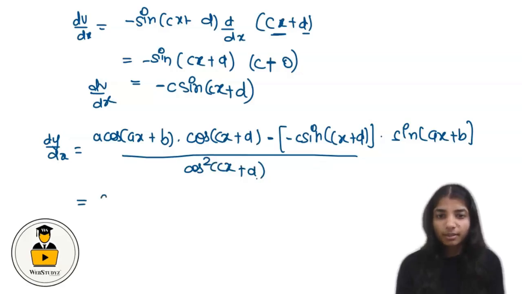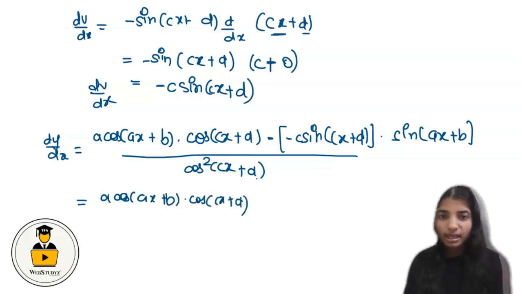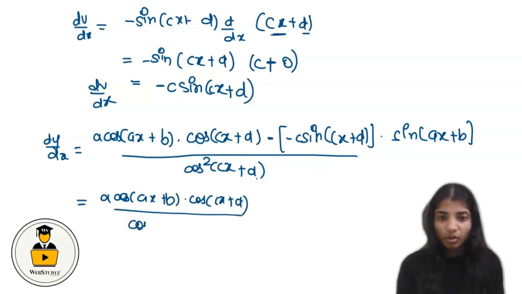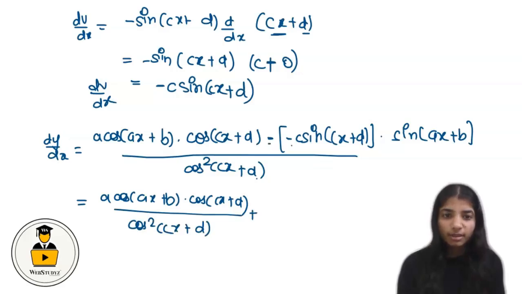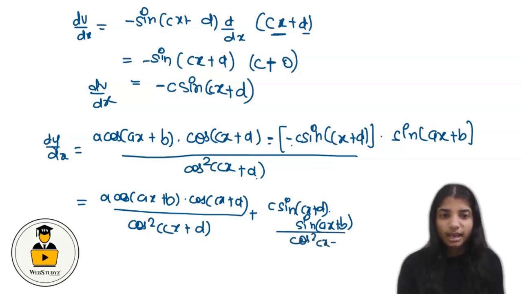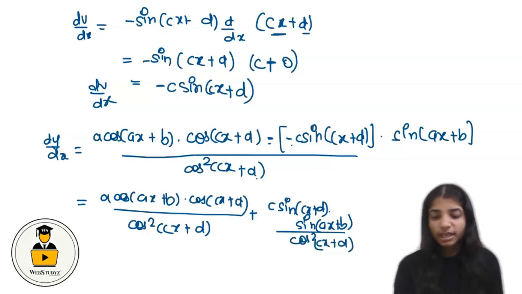So this from here becomes equal to a cos of ax plus b multiplied by cos of cx plus d, divided by cos square of cx plus d. We are going to separate this term. This minus and minus becomes plus. So this becomes equal to plus c sine of cx plus d multiplied by sine of ax plus b, divided by cos square of cx plus d.